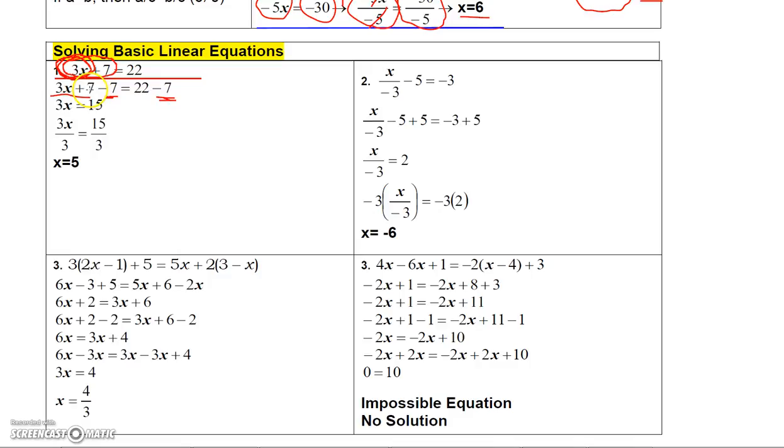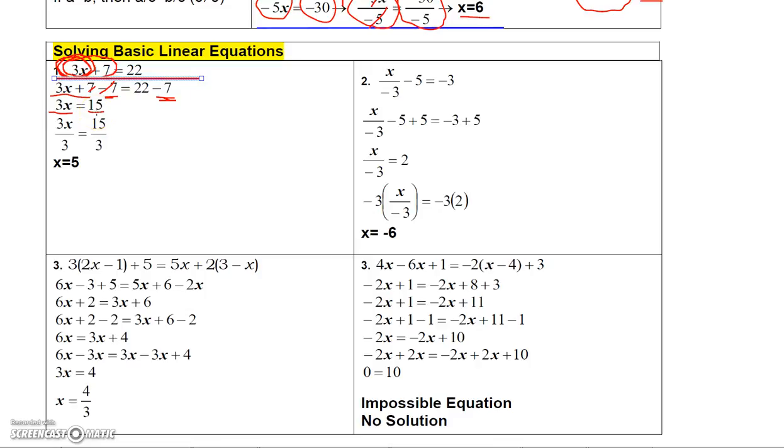So when I subtract 7 from 7, of course, they cancel each other out. So they're just going to cancel and give me 0. And of course, 3x plus 0 is just 3x. And then on the right-hand side, 22 minus 7 is 15. So over here, I just have 15. And then I have 3x equals 15.